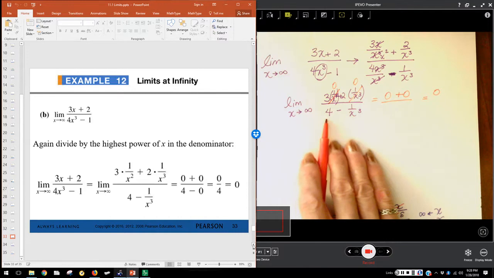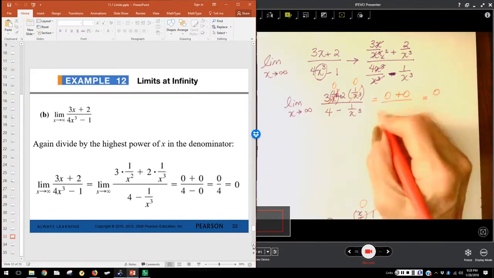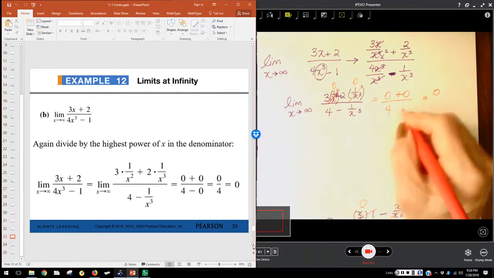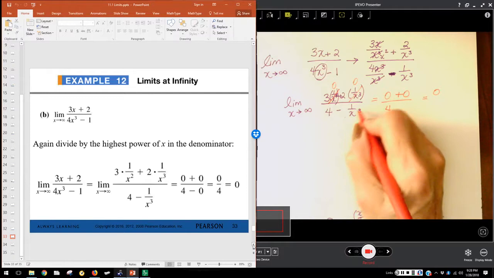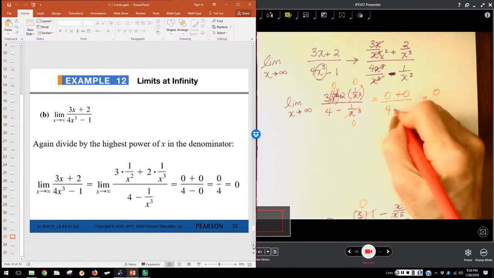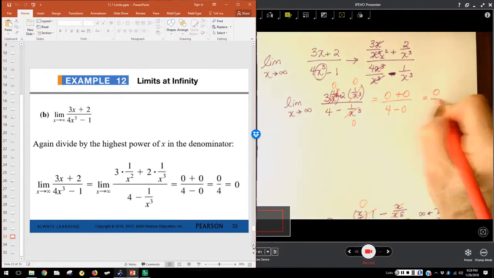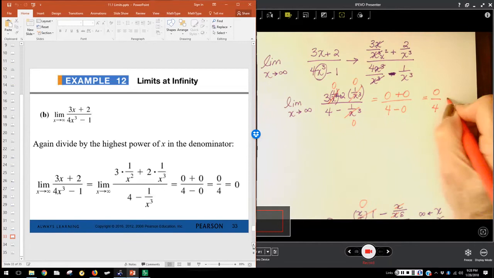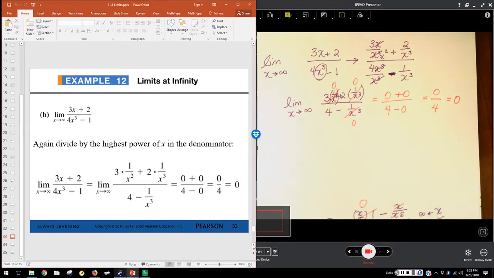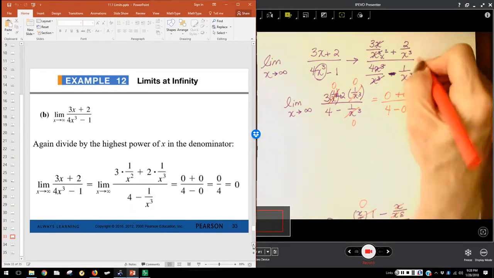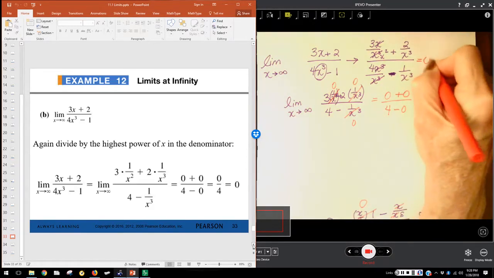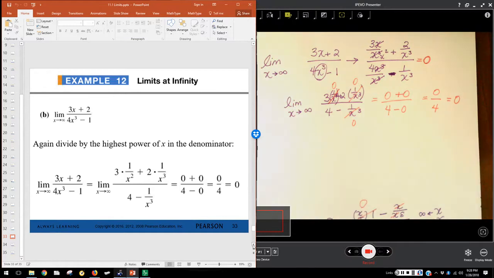But right now 4 as x approaches infinity is going to remain 4. And 1 over x to the third is going to approach 0. So that's going to be 4 minus 0. This is going to be 0 divided by 4, and that means our limit of the original expression is then 0. As x approaches infinity, the value of that function approaches 0.